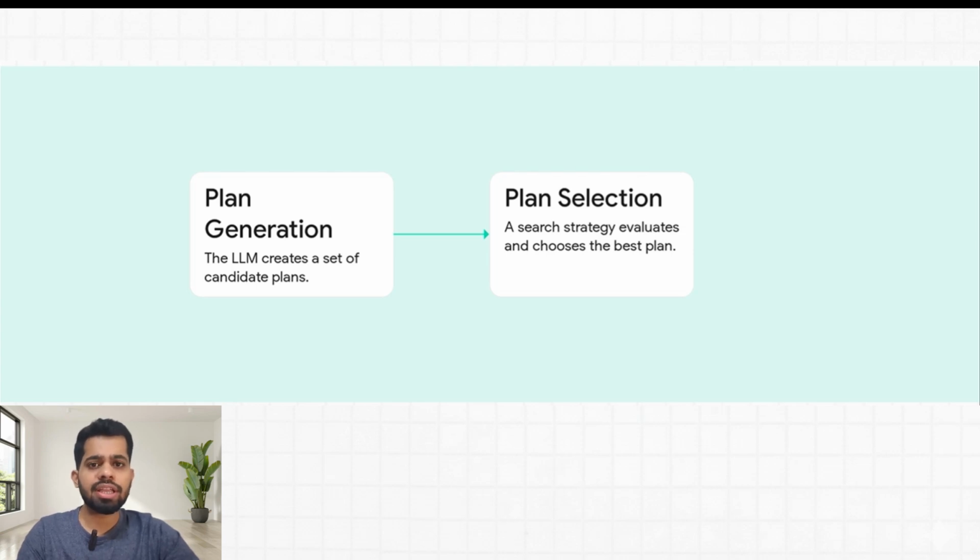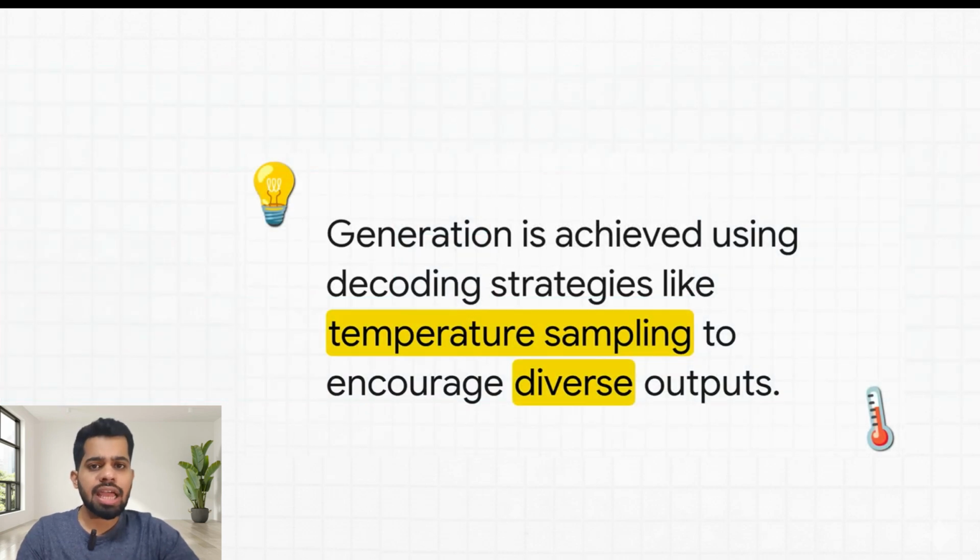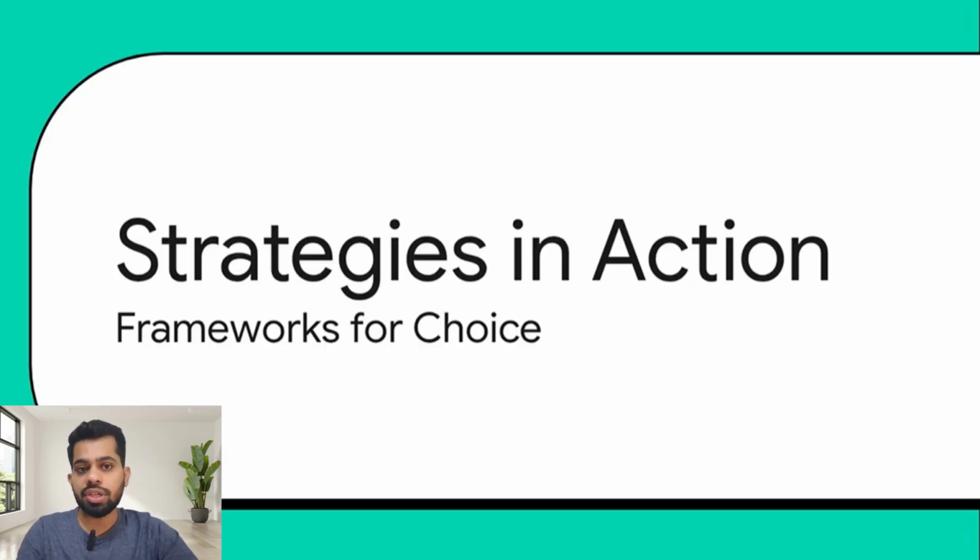And you might be wondering, how do you get an LLM to generate all these different ideas in the first place? Well, a lot of the time it's done using something called temperature sampling. That is an inferencing parameter of the LLM. It encourages it to produce more diverse, more varied output instead of just giving the most obvious or boring answer every single time. Okay, so that's just the theory. Now let's jump into specific strategies that are actually putting this into action.